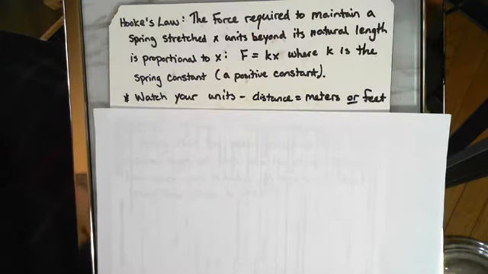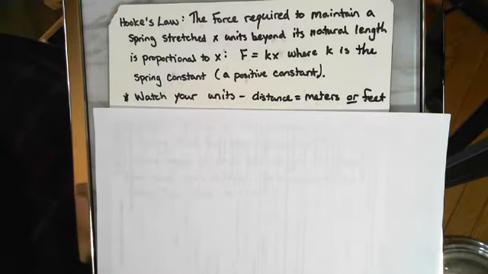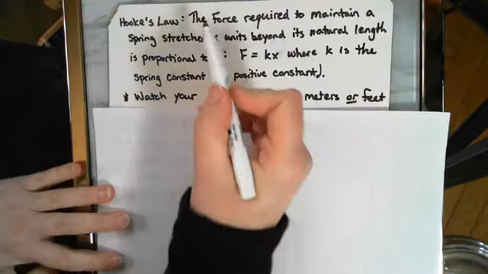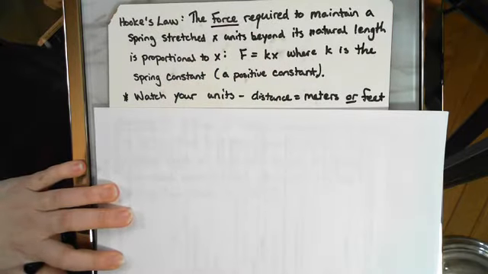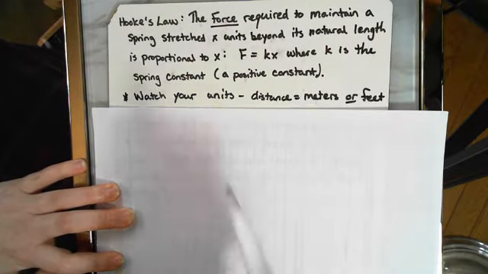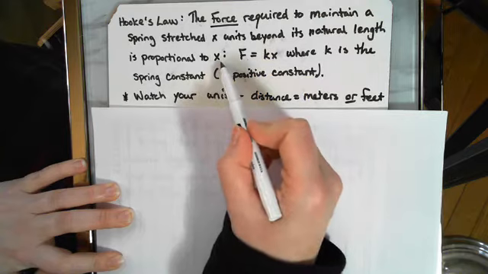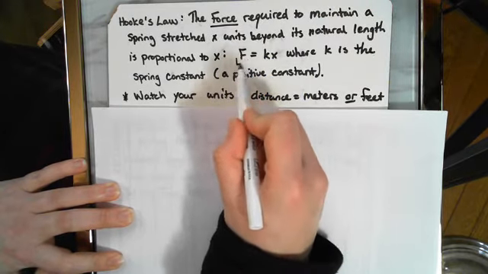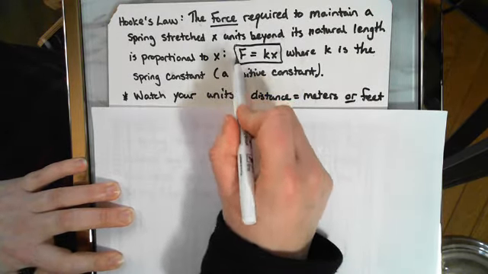We're talking about work today. Now, our next example is about Hooke's law. It's about stretching a spring. So it says the force required to maintain a spring stretched x units beyond its normal length is proportional to x. So they've given you this for a force function.